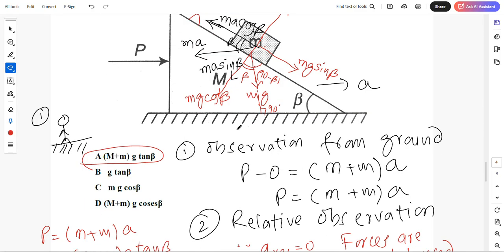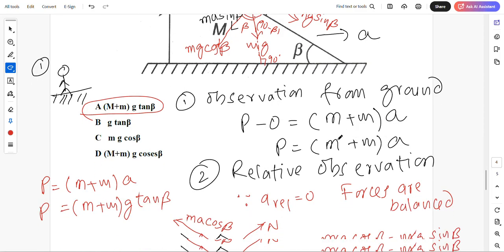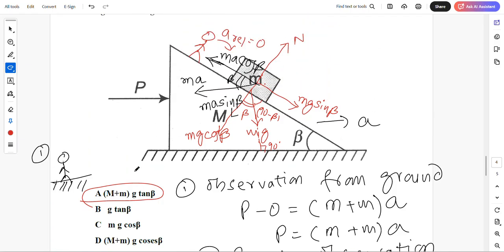Now, this is observation from ground. Now, relative observation. What am I supposed to do? I should go and stand on the inclined plane. Okay, this entire system will be in rest, relatively rest. A relative is equal to 0. Now you have to apply forces. This is a normal reaction against the surface, and this is mg. Mg will have two components, mg cos of beta, mg sin of beta.